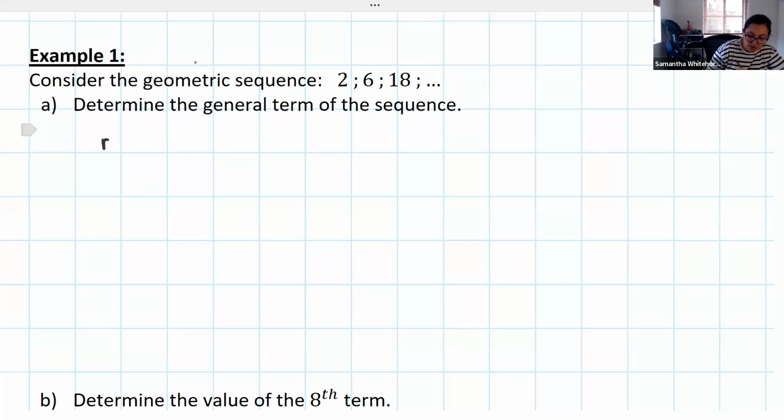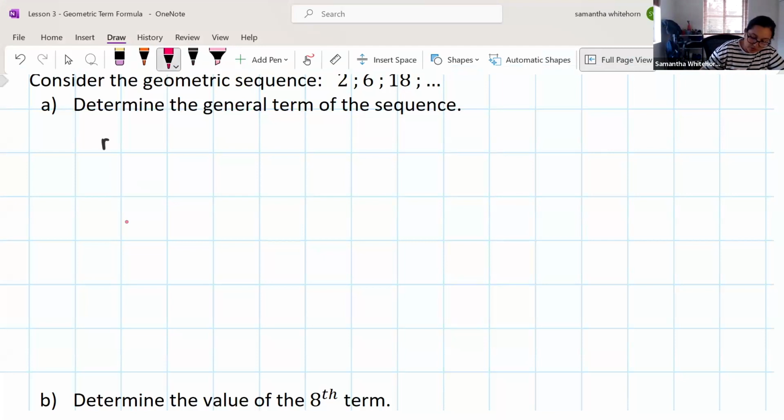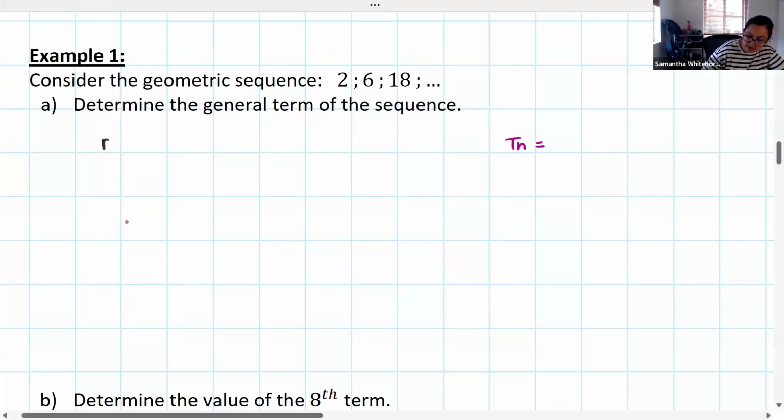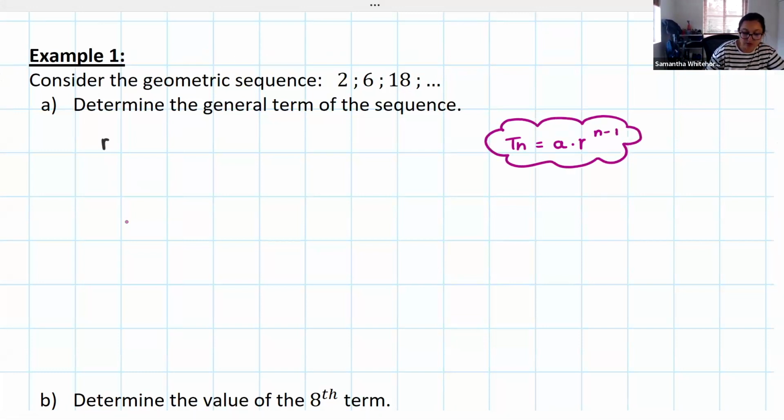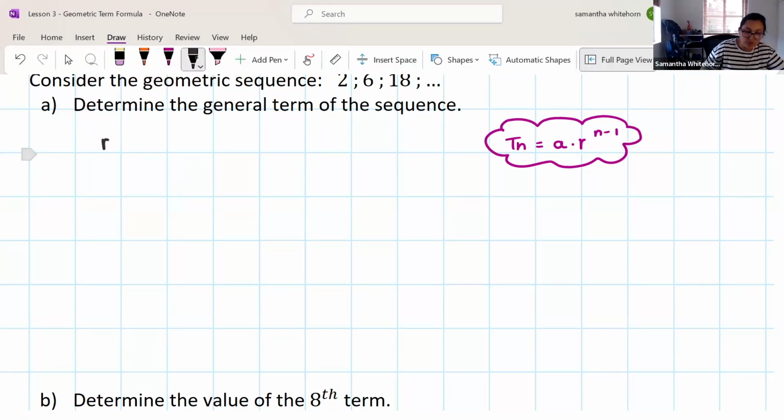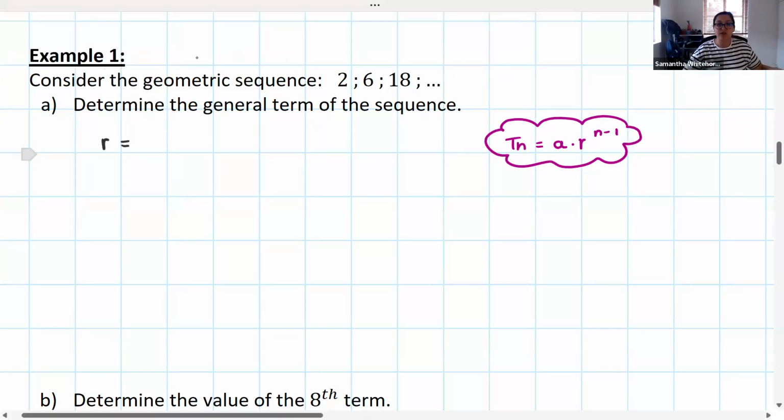But I need to know what r is. Now remember, I need to know what r is, because in order for me to find Tn, I need a, which I have, but I also need r. Those are the two bits of information that we said we need. In order to work out r, can someone remind me how I work out my constant ratio? Again, feel free to unmute if you want, or you can put it in the chat. How do I work out r?